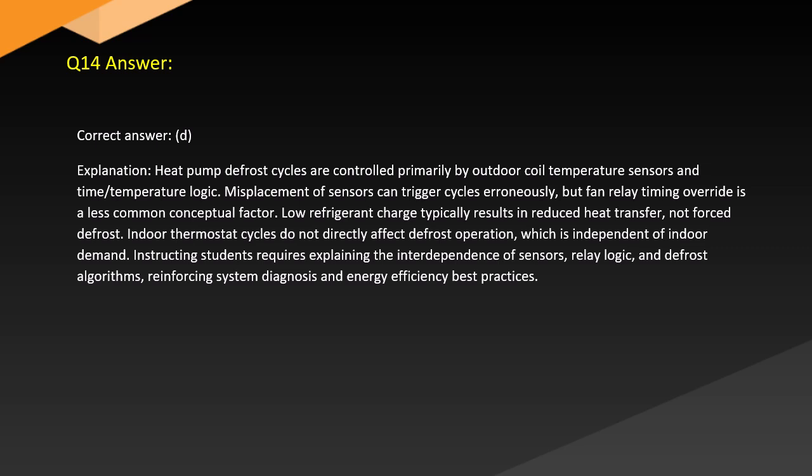Answer. Correct answer: D. Explanation. Heat pump defrost cycles are controlled primarily by outdoor coil temperature sensors and time-temperature logic. Misplacement of sensors can trigger cycles erroneously, but fan relay timing override is a less common conceptual factor. Low refrigerant charge typically results in reduced heat transfer, not forced defrost. Indoor thermostat cycles do not directly affect defrost operation, which is independent of indoor demand. Instructing students requires explaining the interdependence of sensors, relay logic, and defrost algorithms, reinforcing system diagnosis and energy efficiency best practices.